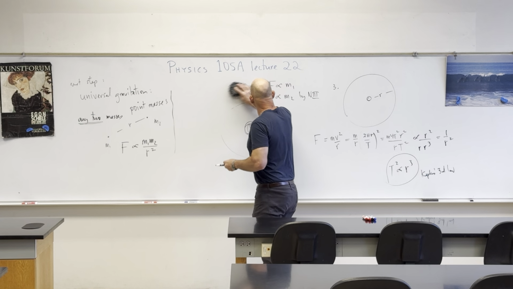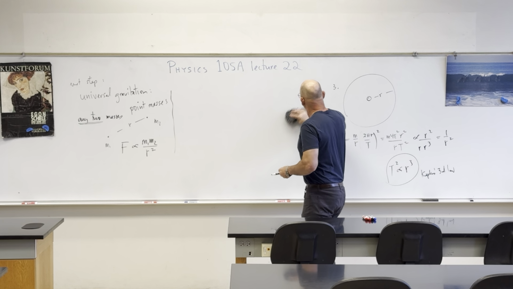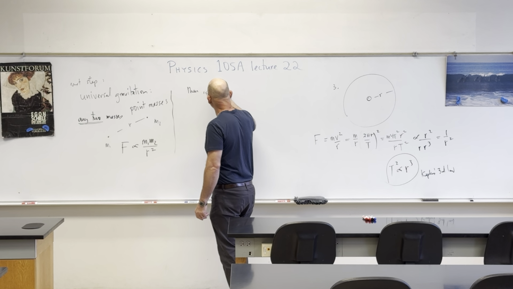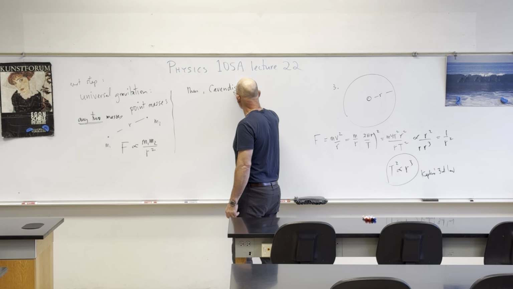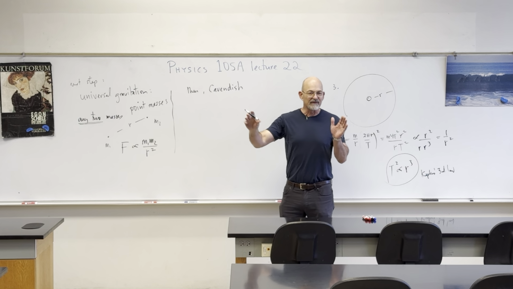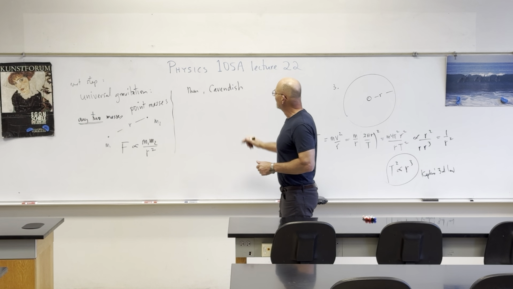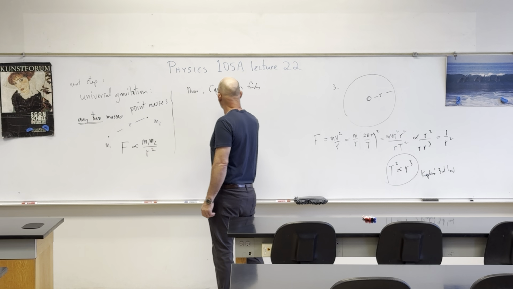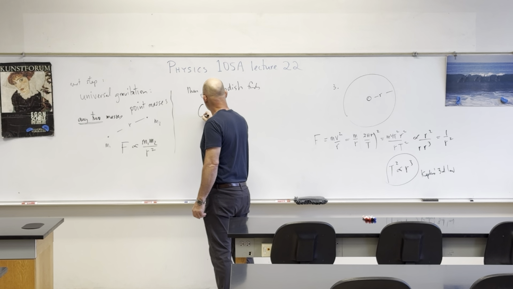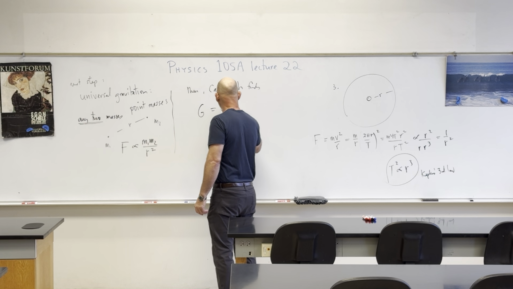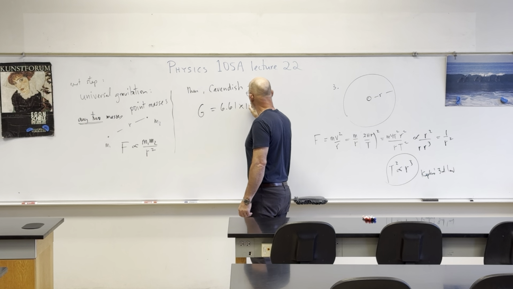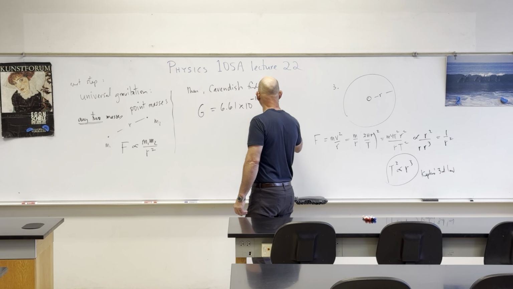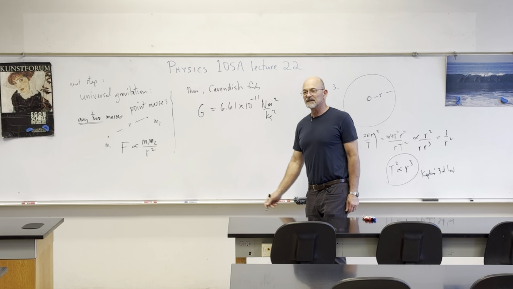And of course the next step, and you guys can look up Cavendish, then Cavendish actually tested this in the lab, so to speak. He made that balance, that thing I showed you last time, right? And when Cavendish finds G, I think it's 6.61 times 10 to the minus 11 Newton meter squared per kilogram squared. Look that up and make sure I got it right.